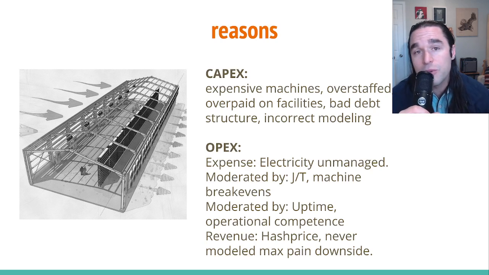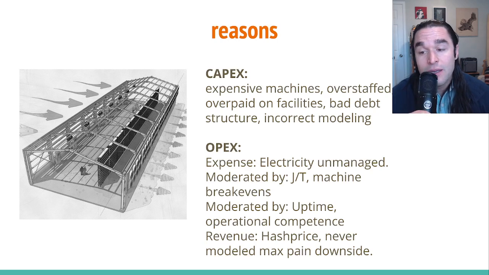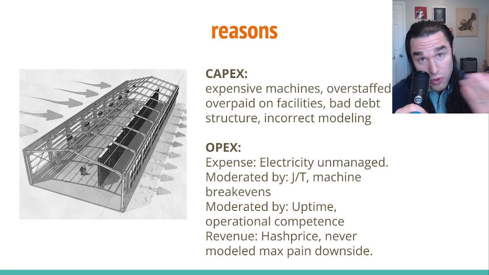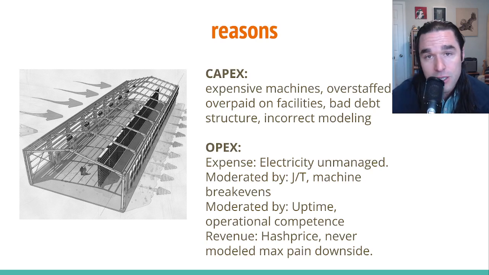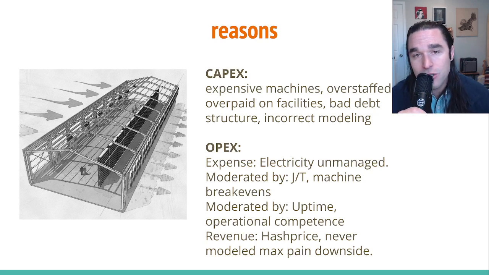You're overstaffed. You have too many people. You overpaid on your facilities. You have a bad debt structure. We didn't even get to how people fund this with various debt or equity schemes. You modeled incorrectly. On your expenses side of things, you never manage your inputs. So you can control to some degree the cost of your electricity. It's something that you should manage. If you don't manage it, you are subject to it. Moderated by joules per terahash.